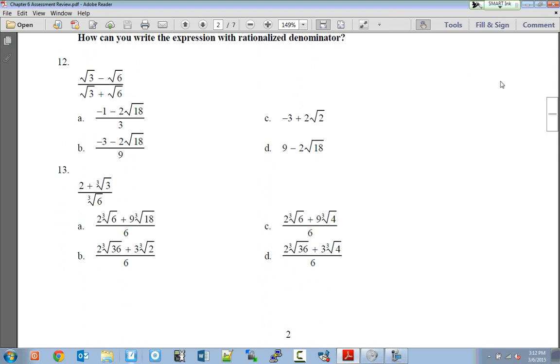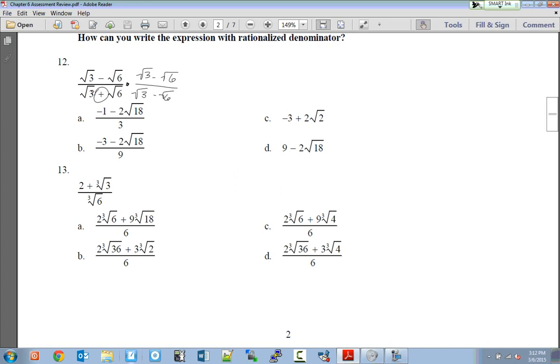How can you write the expression with a rationalized denominator? Alright, so this one's pretty simple. All you do is multiply by the conjugate of the denominator. To get the conjugate of the denominator, all you do is flip the sign between the terms. And make sure you multiply the top and bottom by the same thing.